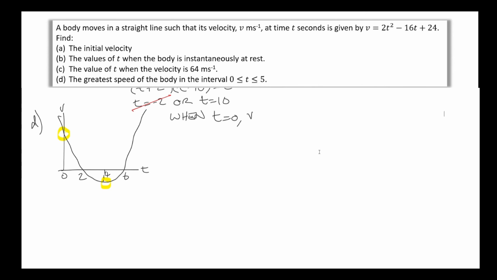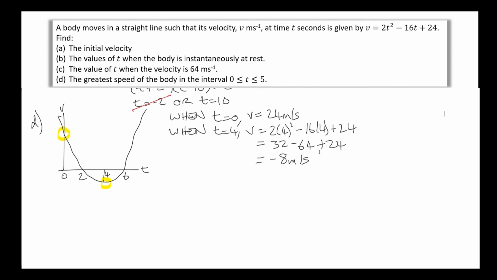So when t equals 0, v is going to equal 24. We knew that already. When t equals 4, v is going to equal, we'll just substitute into that function, and we get an answer of negative 8. Okay, so I'm really interested in just the magnitude of both of these. 24 versus 8. 24 is the greater speed, and that's what the question wanted us to find.